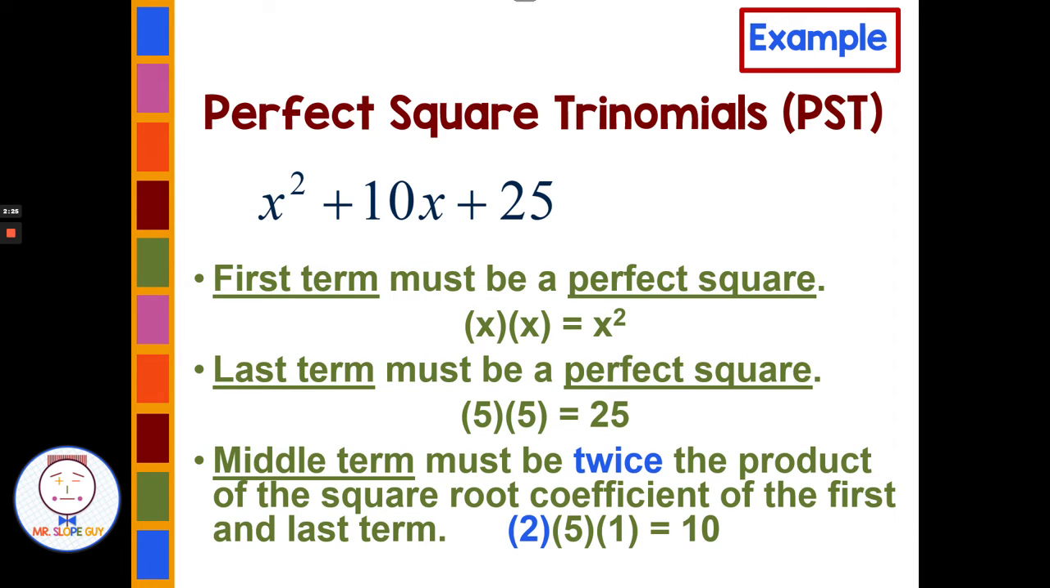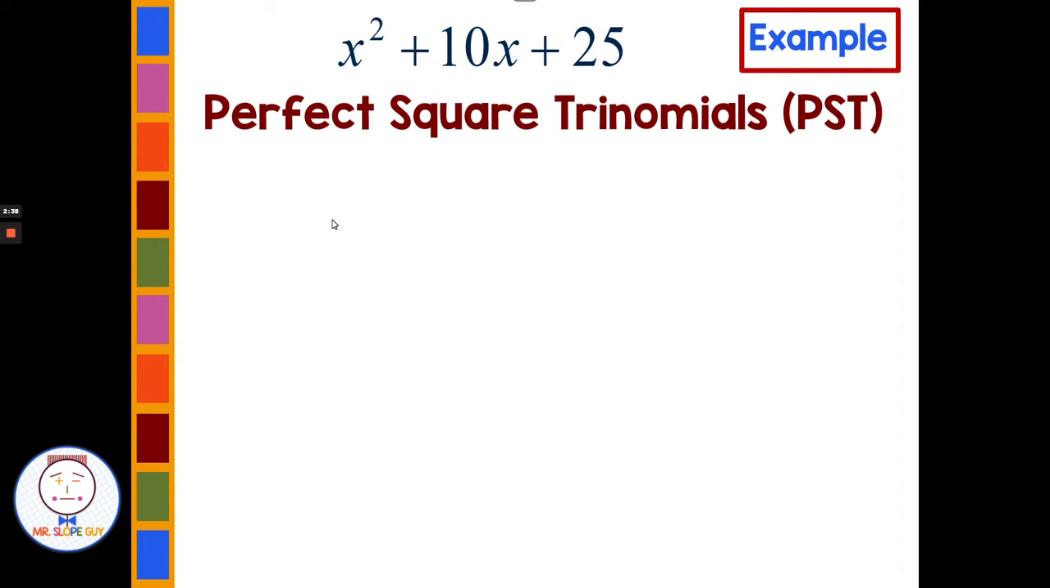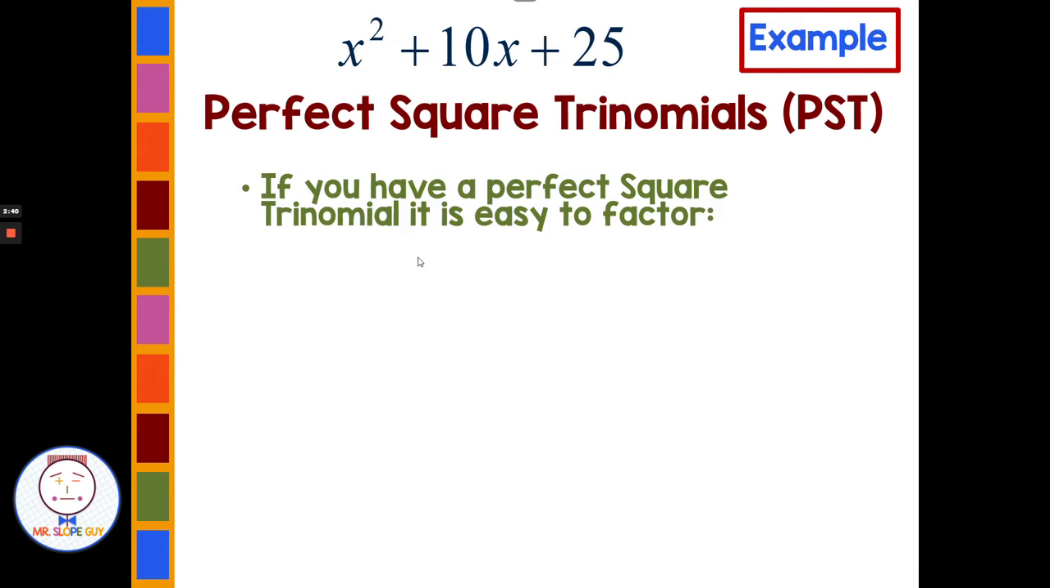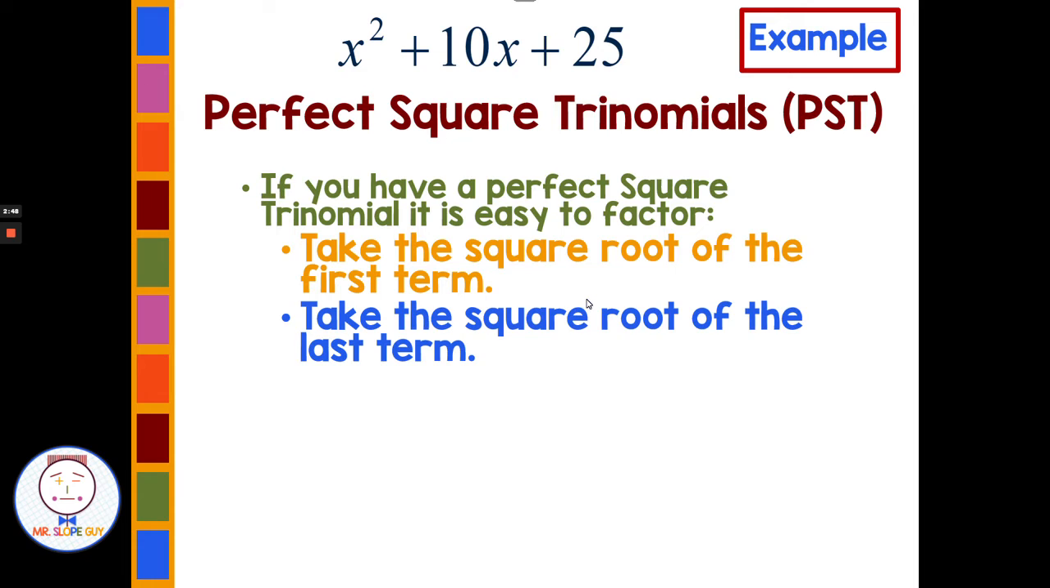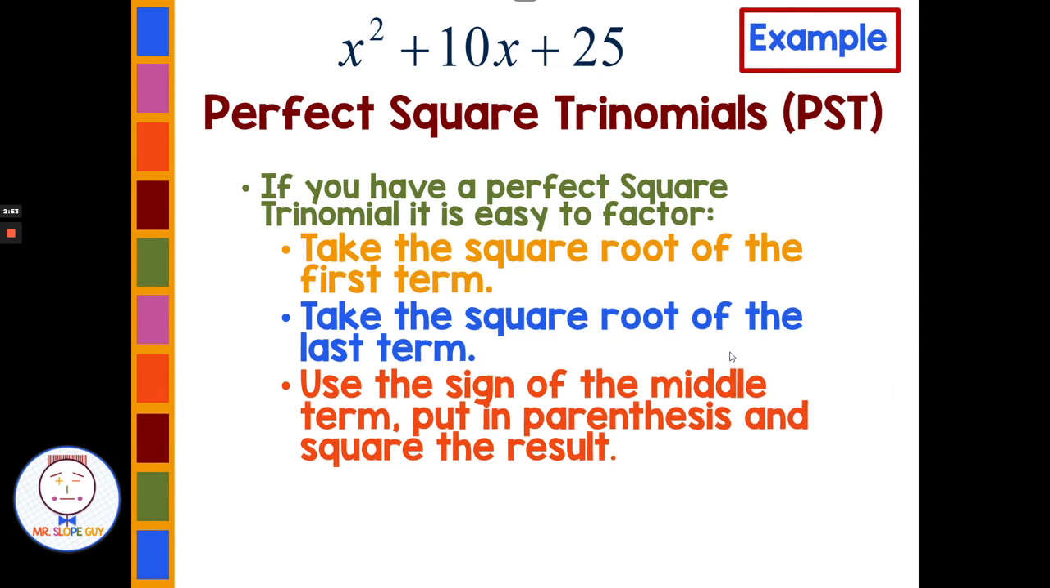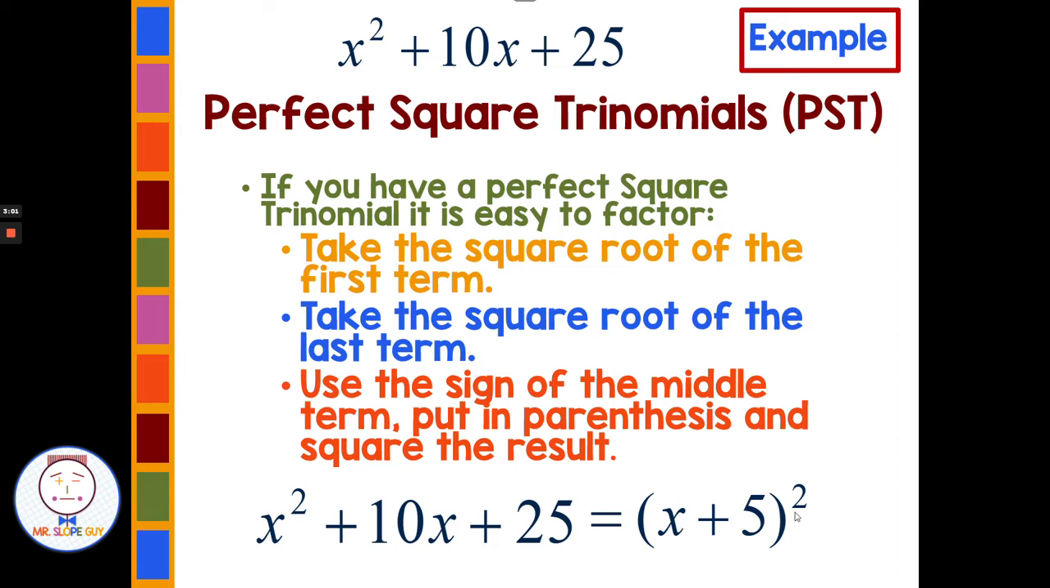So this meets our criteria, perfect square trinomial. We check that middle term. And if that is true, then the factored form is going to be the square root of the first, the square root of the last, and the sign of the middle multiplied twice. So let's look at that. If you have a perfect square trinomial, it's easy to factor. We're going to take the square root of the first term. Square root of x squared is just x. We're going to take the square root of the last term, 25, that's 5. And then we're going to use the sign of the middle term, put them in parentheses, and square the result. So that's going to be x plus 5, quantity squared.